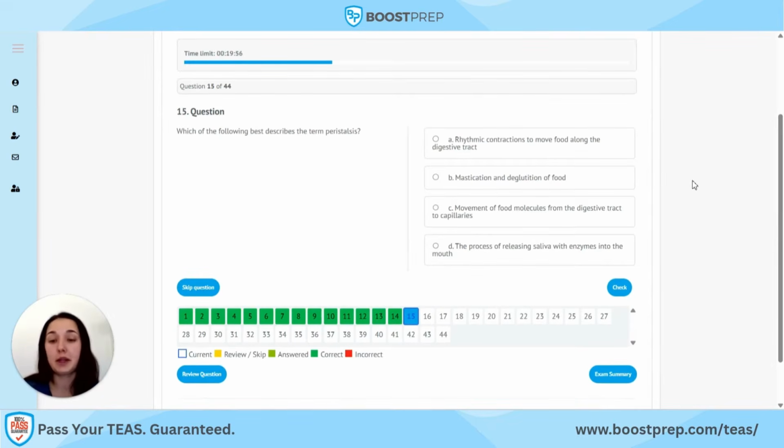Which of the following best describes the term peristalsis? A. Rhythmic contractions to move food along the digestive tract. B. Mastication and deglutition of food. C. Movement of food molecules from the digestive tract to capillaries. D. The process of releasing saliva with enzymes into the mouth.